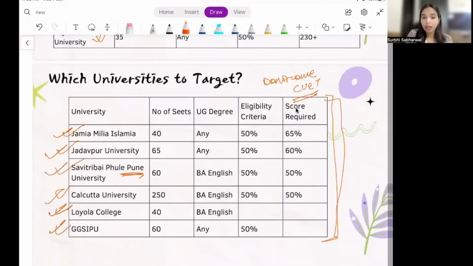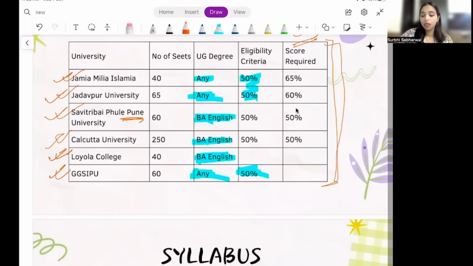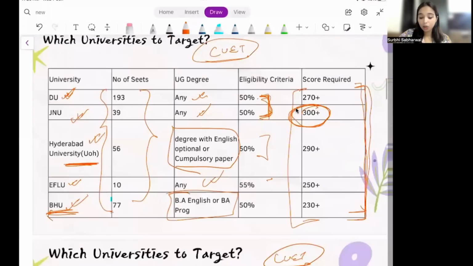GGS IPU. Again, similar to the DU, similar to JNU, for Jamia and for Jadavpur University and GGS IPU, you could have pursued any course in your undergraduation with a minimum of 50% criteria, and you can get into the MA English entrance exam. For Savitribai Phule, Calcutta, and Loyola College, you need to have your BA in English, right?